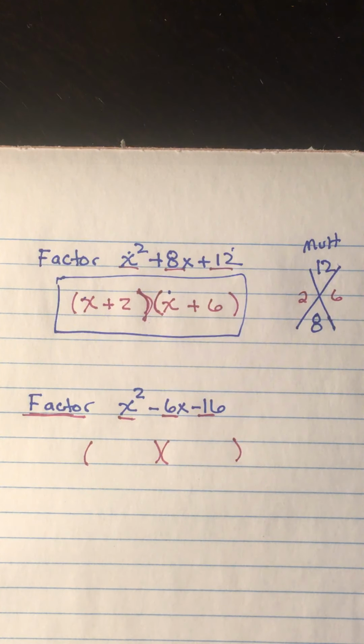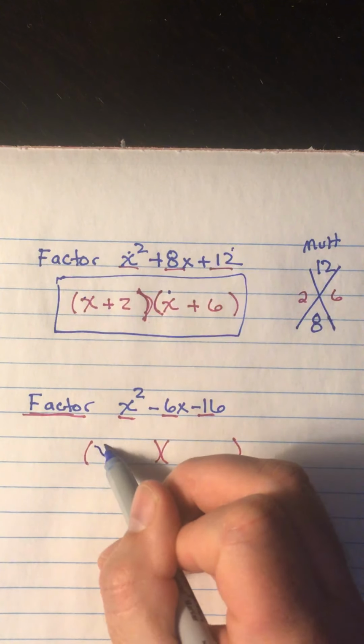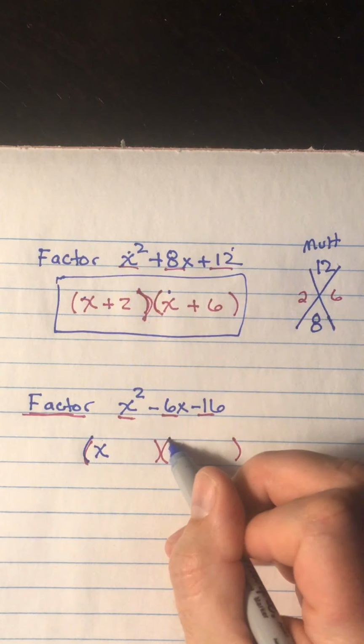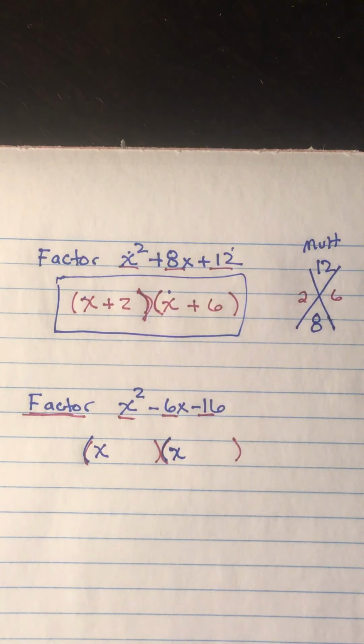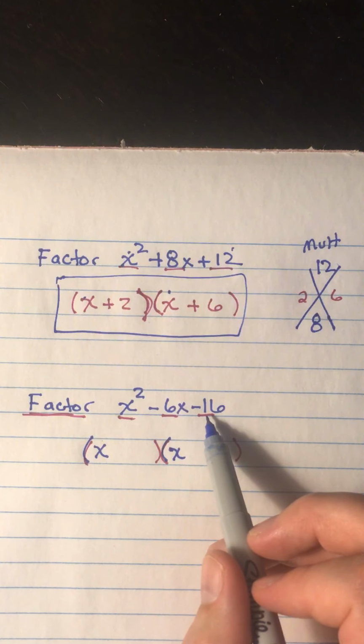We call those special cases. We'll look at those later. So again, maybe you guys got a good sense of it now. How am I going to get an x squared? It's going to be an x here in the first part of this parenthesis and an x here in this part of the parenthesis. Now, how am I going to make the minus 6x and the minus 16?